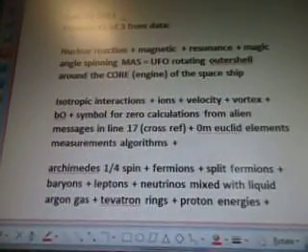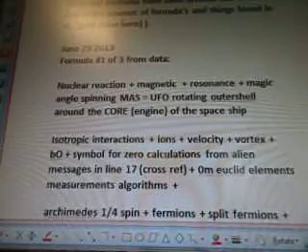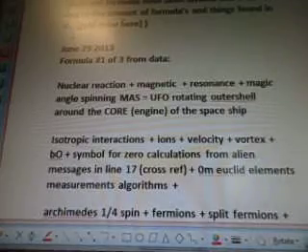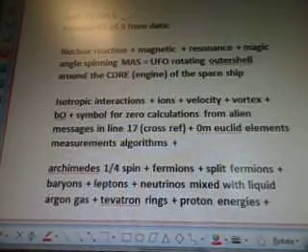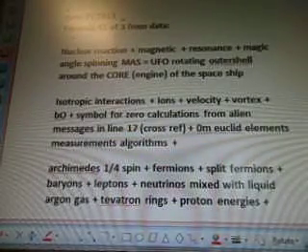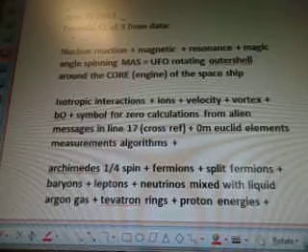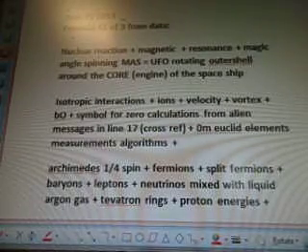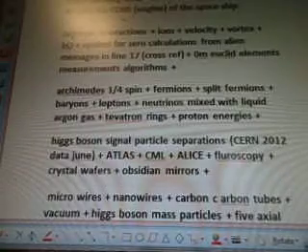So what I'm going to do is, since I'm running out of time, I don't know if I'll get through this or not. Nuclear reaction, magnetic resonance, magic angle spinning, MAS equals UFO rotating outer shell around the core engine of the spaceship, isotopic interactions, ions, velocity, vortex. B0, symbol for zero, calculations from alien messages in line 17 cross-reference. θm, Euclid elements measurements algorithms.